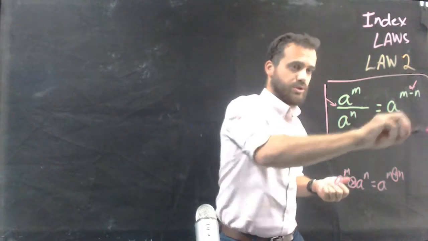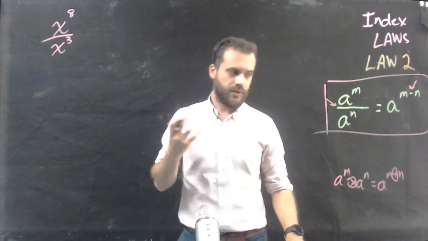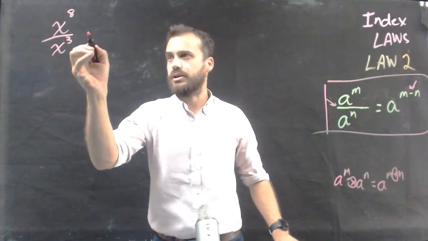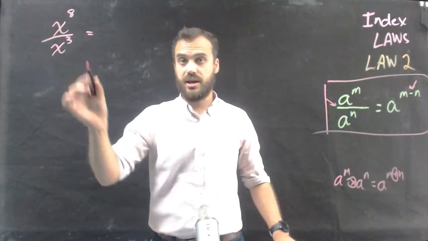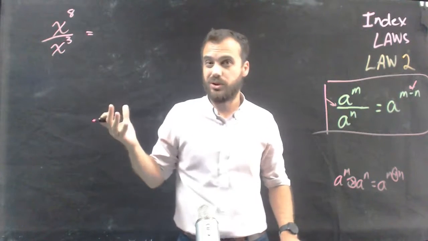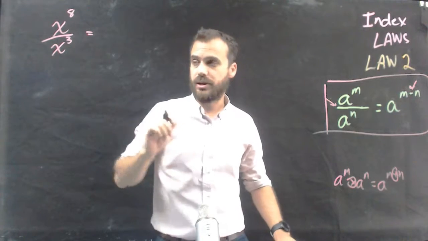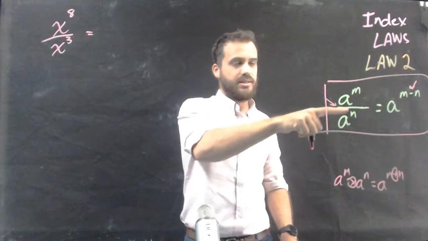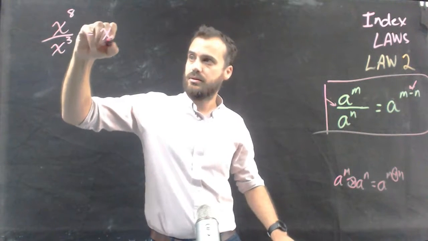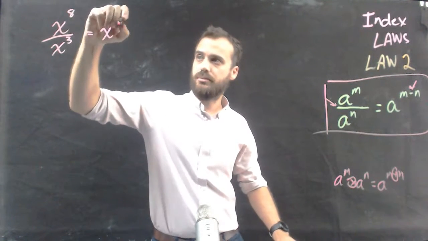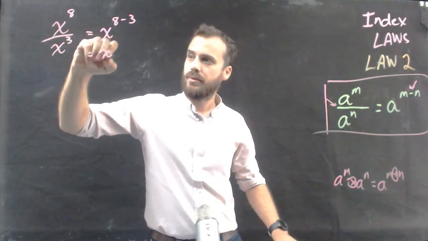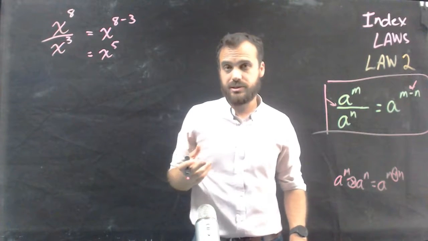So here's index law 2. Let's do a few examples. A very, very simple one to start off here, x to the 8 divided by x to the 3. Now the bases are the same, so that's going to work. If the bases were different, if that was x and that was y, it wouldn't work. But because the bases are the same, we're okay. So a to the m, a to the n, x to the 8, x to the 3 equals whatever the base is to the power of the top number minus the bottom number. That's the second index law in action.